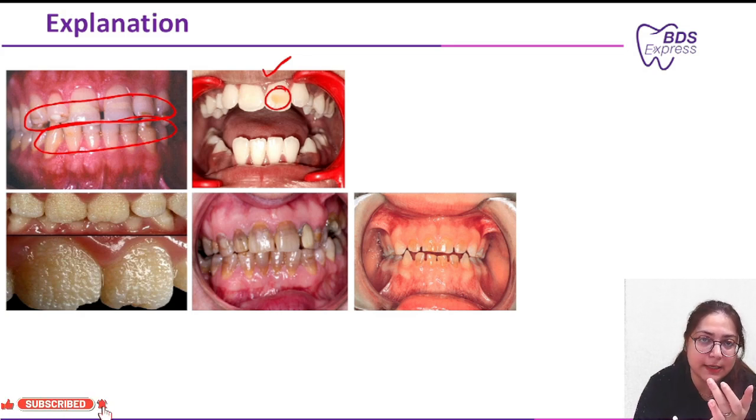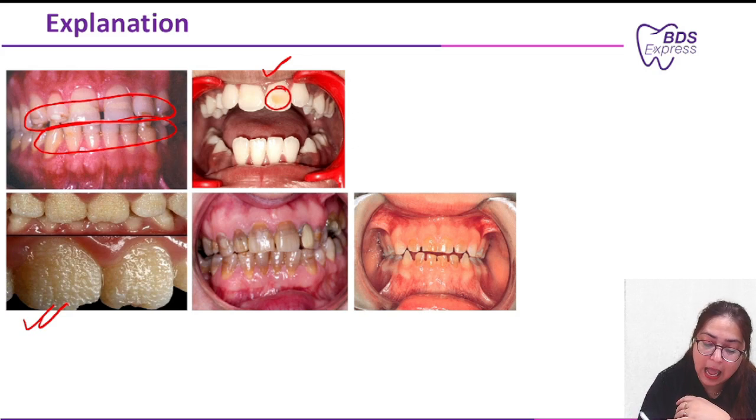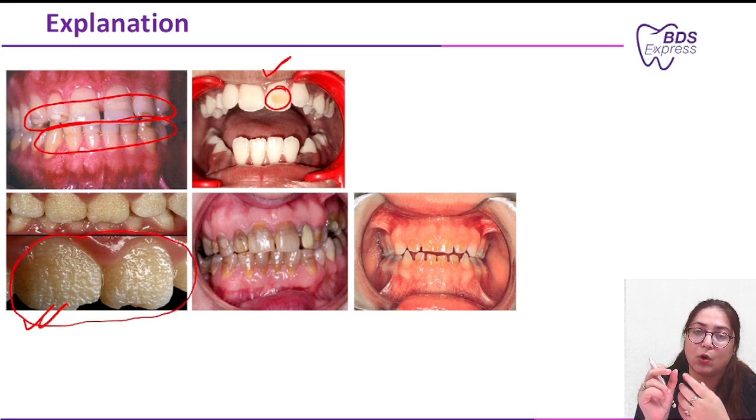Again, brownish discoloration would be there. Teeth will have a pitted appearance depending upon which type of amelogenesis imperfecta it is. And you can say teeth would be brittle. The size would be small. It could affect primary dentition as well as your permanent dentition.